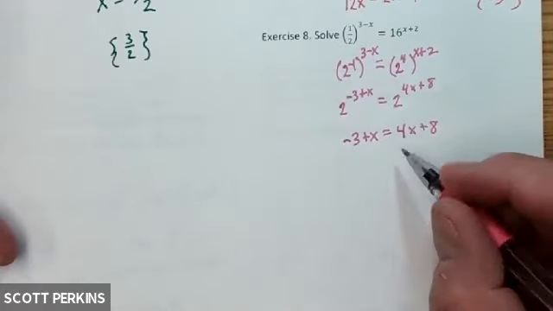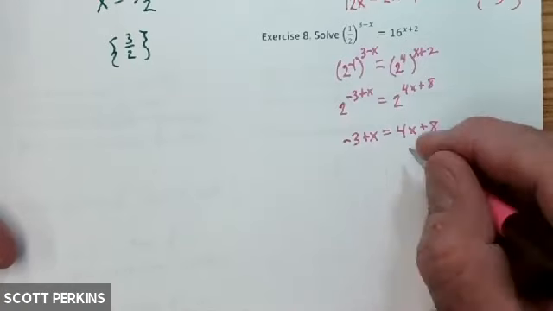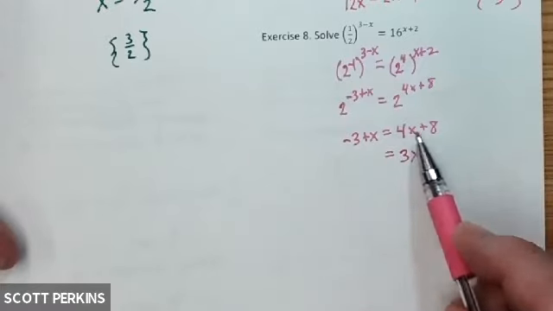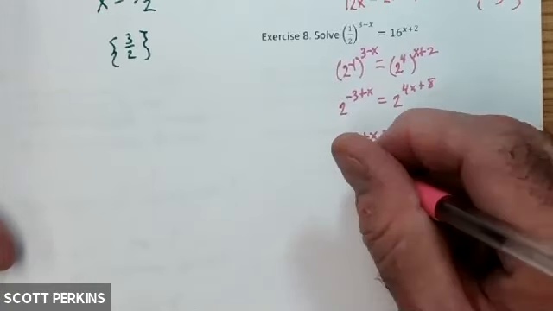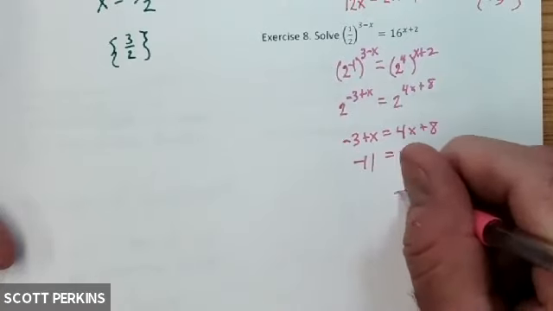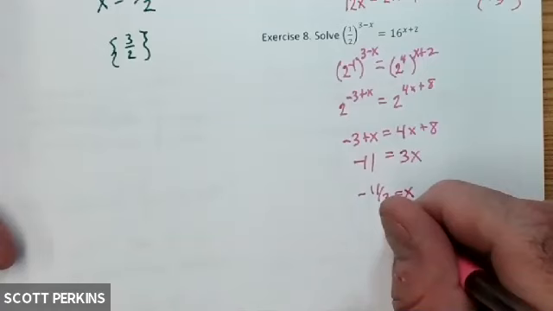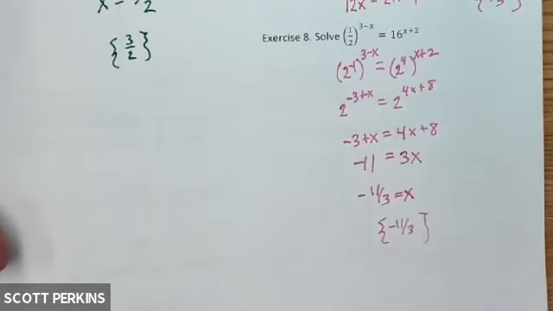So what I'm going to do is subtract the x from both sides to get all the x's on the right. So when I do that, I've got 3x on the right. That means I've got to subtract the 8 to get all of my numbers on the left. So when I subtract the 8, I have negative 11 on the left. And then I'm going to divide both sides by 3, and I get negative 11/3. That is my solution to this problem. And there it is, solution set.